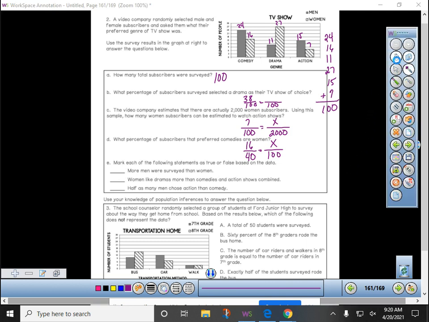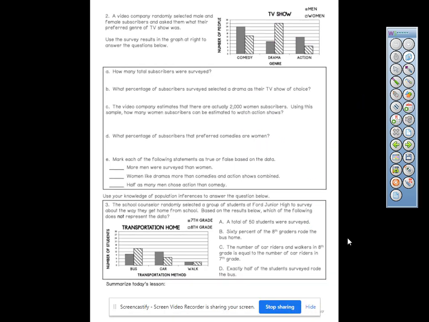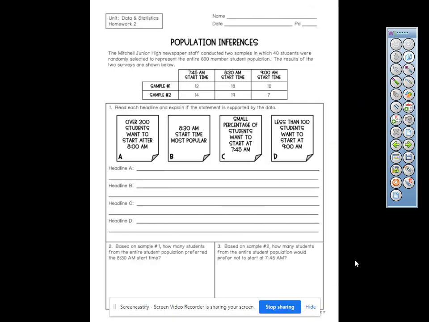I messed up and then I was trying to hurry. That's okay. Thank goodness, have a good day. So go to population inferences. When you get your packet, you killed the trees. You killed the oxygen.